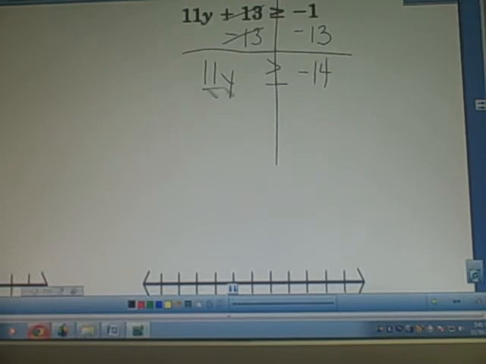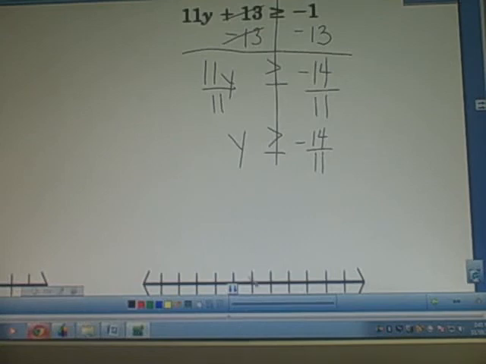And now I'll divide both sides by 11. And so y is greater than or equal to, you're probably noticing negative 14 divided by 11 will give you a decimal. So we're going to leave it in fraction form. Negative 14/11.